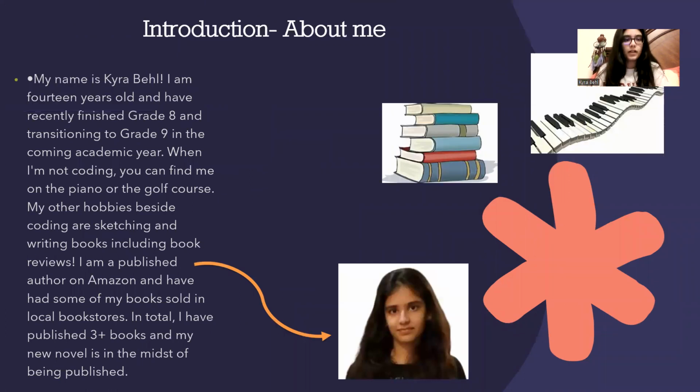My name is Kyra Behl. I'm 14 years old and I've recently finished grade 8 and am transitioning to grade 9 in the coming academic year. When I'm not coding, you can find me on the piano or the golf course. My other hobbies besides coding are sketching and writing books, including book reviews. I'm a published author on Amazon, and I've had some of my books sold in local bookstores as well. In total, I have published about 3 books and have my new novel in the midst of being published.